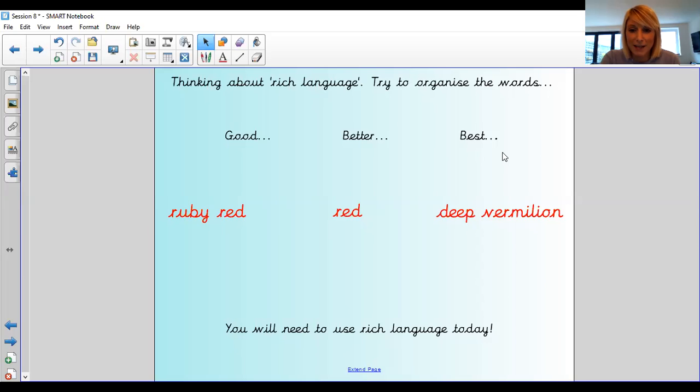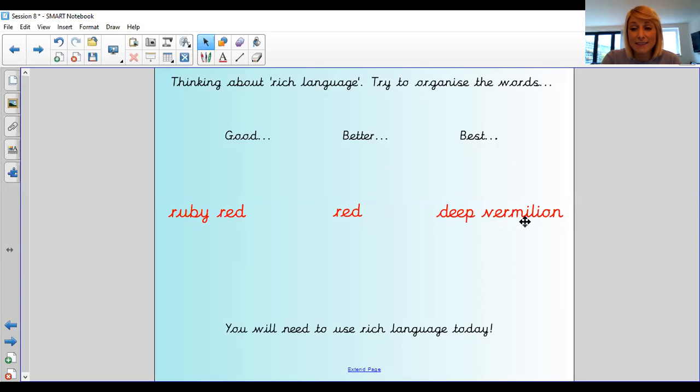I hope you've had a chance to think about that and discuss that, and hopefully you paused the video there. So red is probably the one that I imagine most of us put as good. It's okay, it tells us what the colour is, but it doesn't really tell us much else, and it probably doesn't interest our reader that much. Okay, then we've got ruby red and deep vermilion. Now we might have different ideas on this. So for better, I imagine a lot of you put ruby red, and that's fine, I would agree. And I imagine a lot of you put deep vermilion for best.